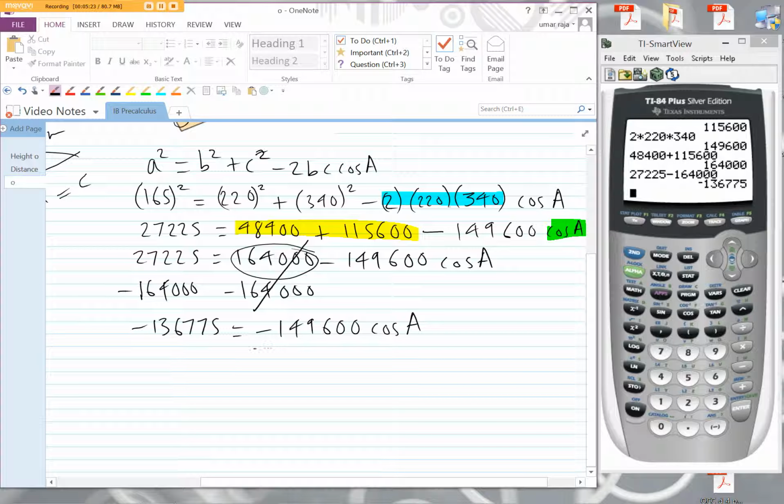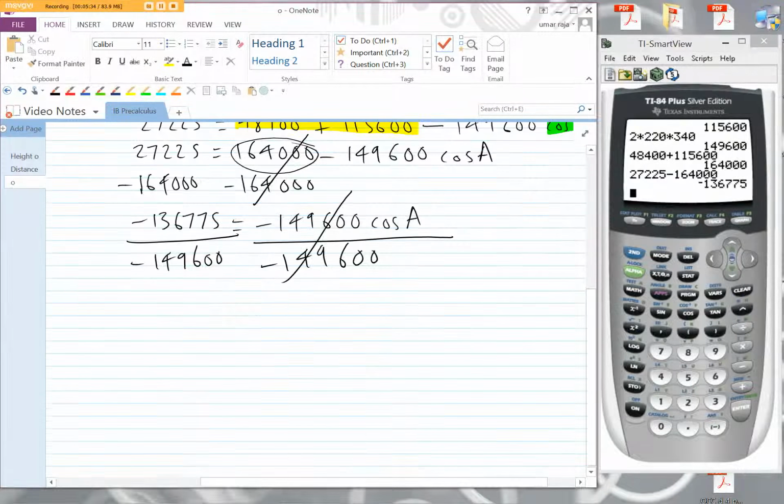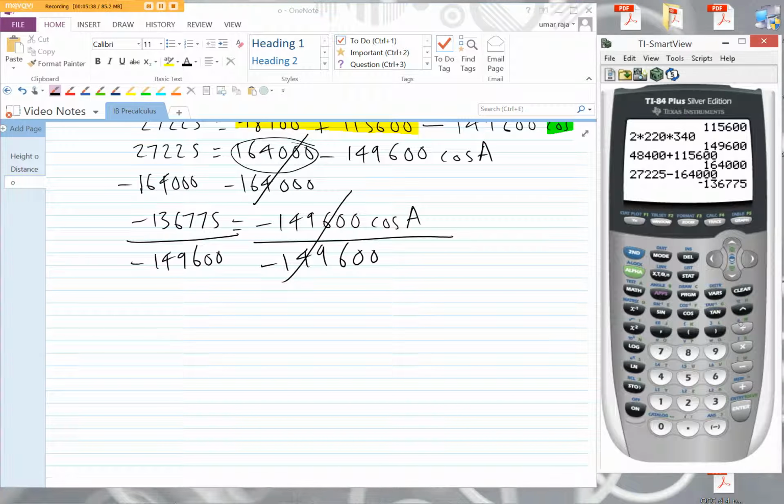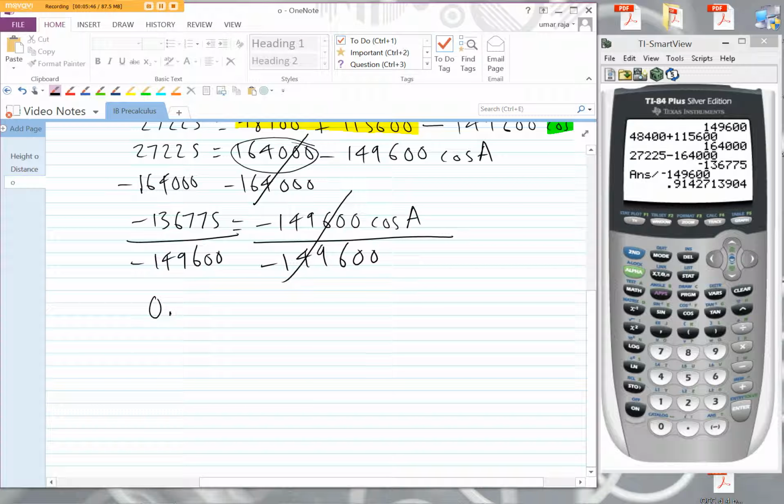To get the cosine of A by itself, the first thing you have to do is divide both sides of the equation by 149,600. You can see that there are two negative signs, one at the top, one at the bottom, so the result on the left is going to simplify down to a positive value. Let's see what that comes out to. This gives me 0.914. If I round that to 3 decimal places, then that's equal to cosine of A.